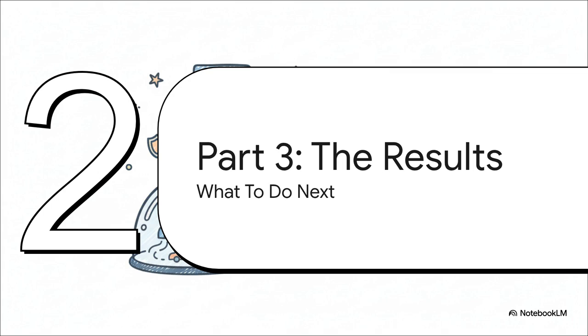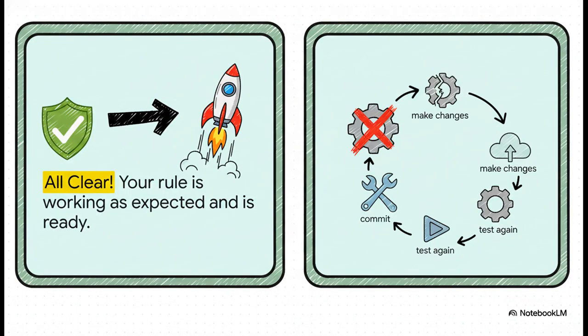So, you've run the simulation. Now what? Well, this last part is all about reading those results and taking the right action based on what you see. You're going to get one of two outcomes. Best case scenario, you get the all clear. Your rule works perfectly and it's ready for deployment.